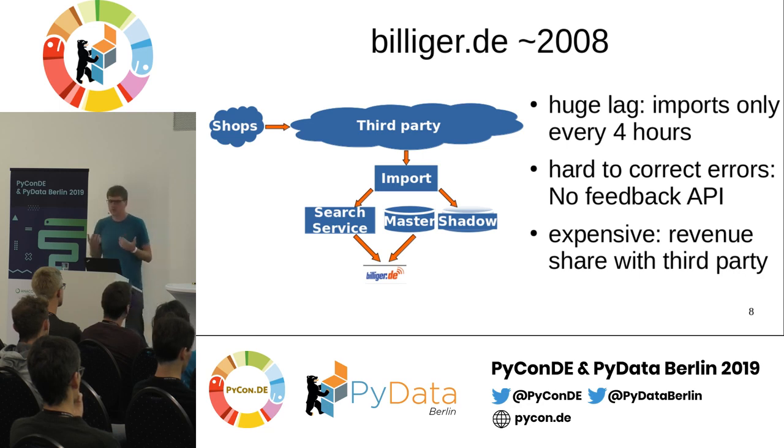there was not a good easy way to give some feedback. There was no API, people just needed to talk to each other. There's an error or whatever. So this wasn't really convenient back then. And also, the third party, of course, also had a share of the revenue. And as a company, you want to cut the middleman, right?